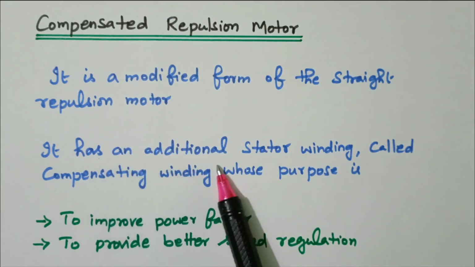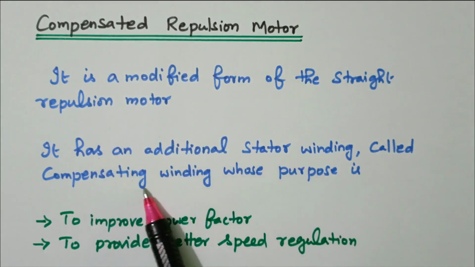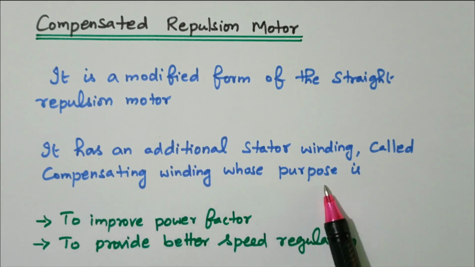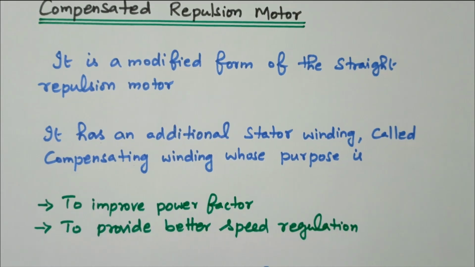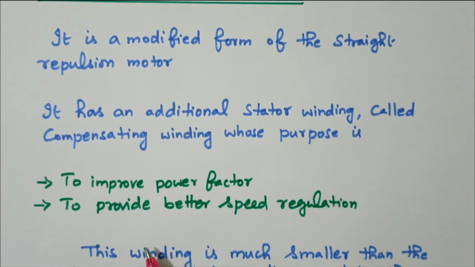It has an additional stator winding called the compensating winding, whose purpose is to improve the power factor and to provide better speed regulation. The details about the repulsion motor are available in a separate video. This video only explains what is meant by compensated repulsion motor. There we use a compensating winding, which is used for power factor and also provides better speed regulation.